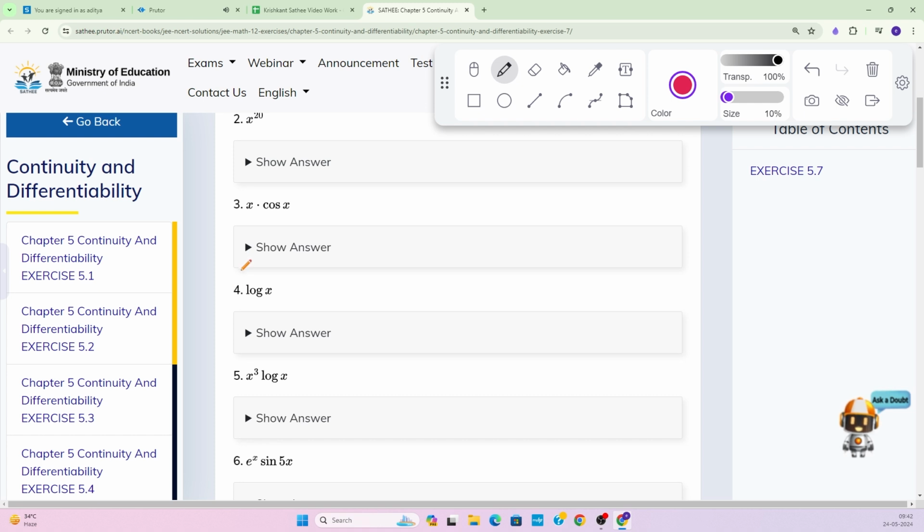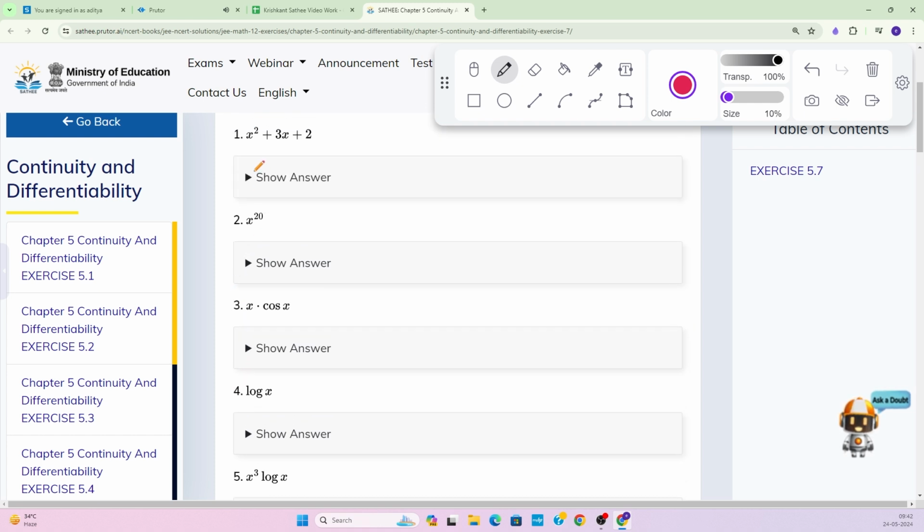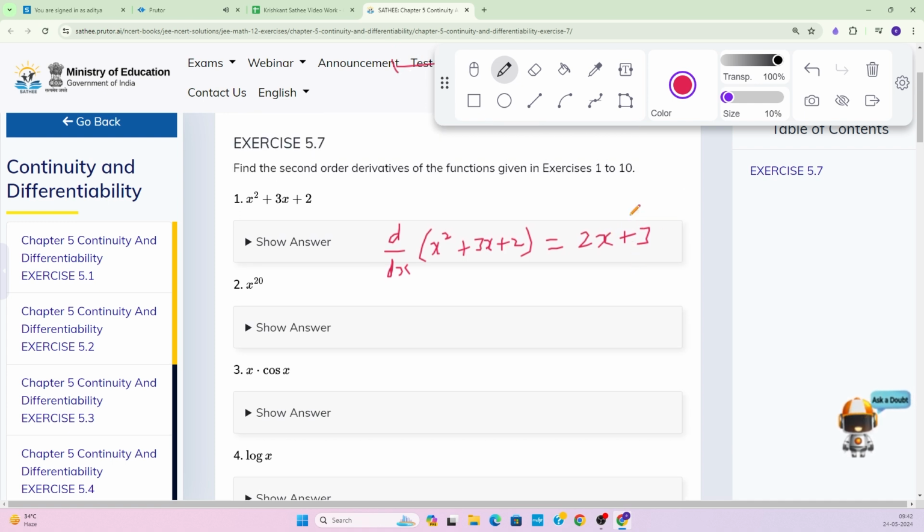Exercise 5.7. The first question says find the second order derivative of x square plus 3x plus 2. How can you find it very easily? First, you have to find d by dx of this, and this will be just 2x plus 3. Now again you have to find the derivative of this.